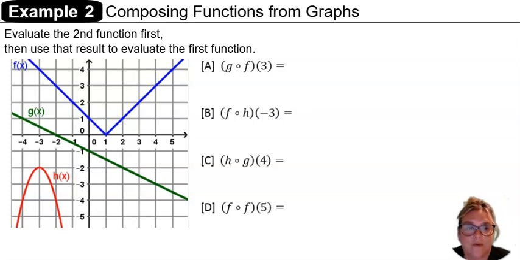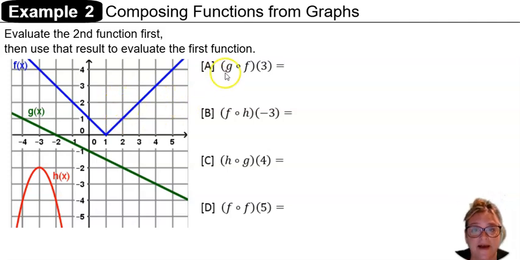All right, we're back with example 2, where we're composing functions from their graphs. So in this graph, we've got g of x is linear, h of x is quadratic, makes an upside down parabola, f of x is an absolute value function, a v-shaped graph.